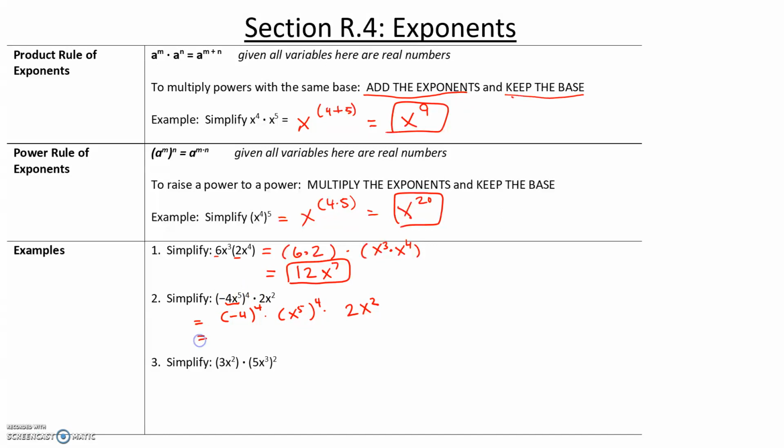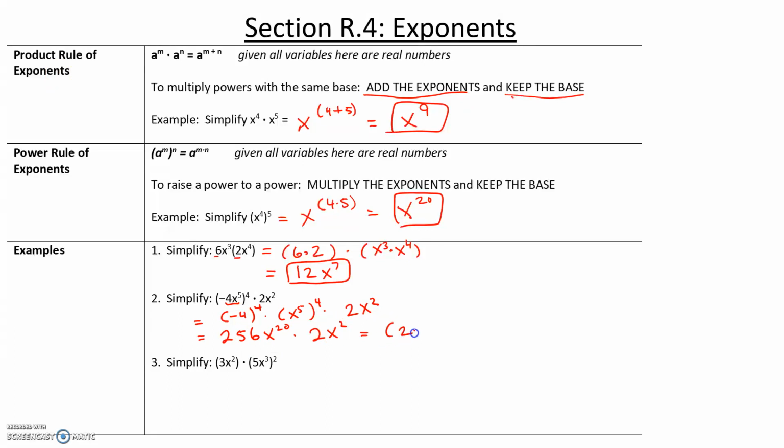So negative 4 to the fourth power is negative 4 times negative 4 times negative 4 times negative 4, which is positive 256. This is the power rule because you have a power to a power. That's x to the 20th. And we multiply this by 2x to the second power. Now by the product rule of exponents, if you multiply the same base, we have to add the powers.